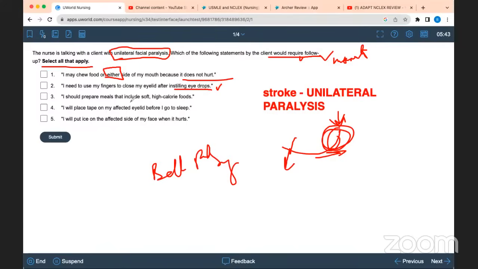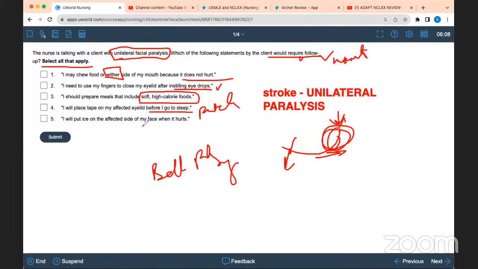I will prepare meals that include soft and high calorie foods. Yes, because you won't be eating frequently. So the little that you're eating, you want all the nutrition that you need. I will place a tape on my affected eyelid before I go to sleep. This is the same as an eye patch. It's okay to place a tape.